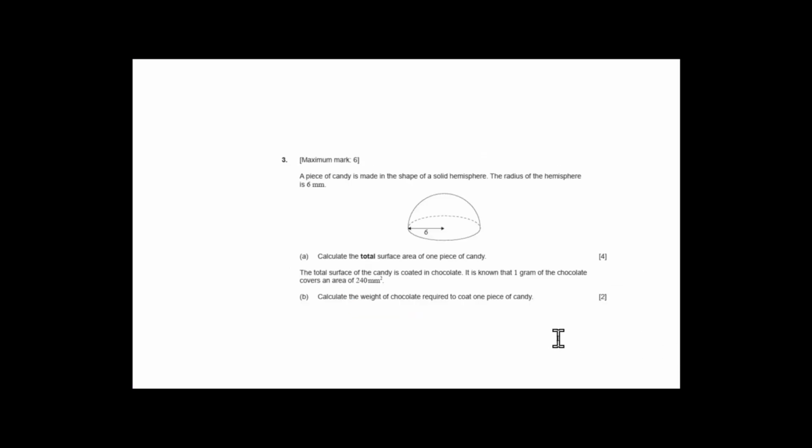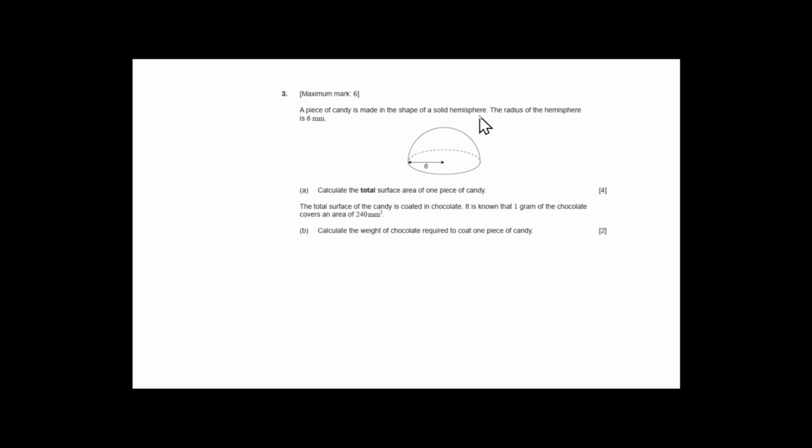All right, next question. So a piece of candy is made in the shape of a solid hemisphere, so half of a sphere. The radius of the hemisphere is 6 millimeters shown. Calculate the total area of the piece of candy. Okay, well, the total area of the piece of candy is going to be this bit here, plus the base, the bottom bit there. And then they ask for some other stuff, but we'll get to that in a second. So find the total area of one piece of candy.